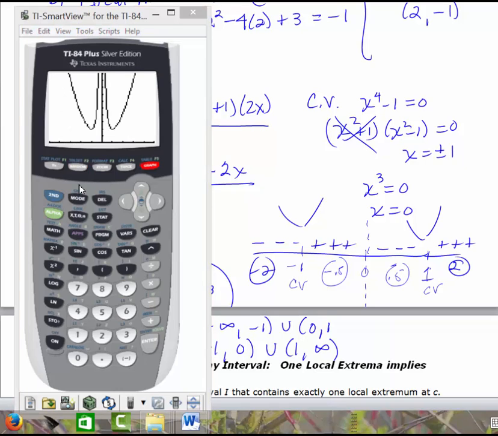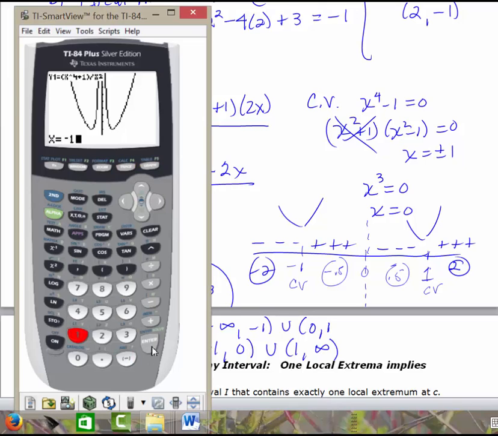So we can see we've got our 2 local mins. Those also happen to be absolute mins for this function, but right now we're just looking for local mins. And if I trace on -1, I can get the actual value of that min, and the actual value of the min is 2. If I trace on 1, I also get a value of 2 for my min. And you can see at x equals 0 we've got that vertical asymptote, so there is no critical value there, there's no extrema there.